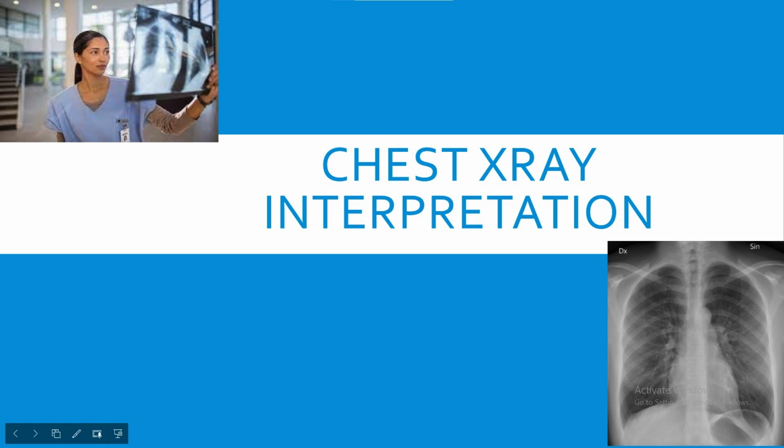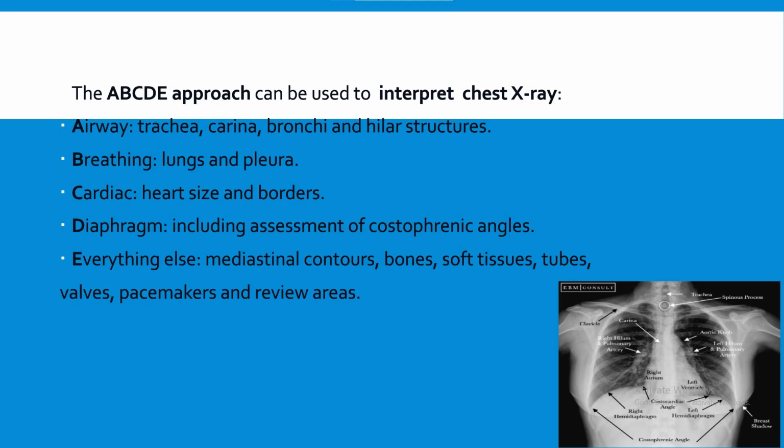Chest X-ray interpretation. The ABCDE approach can be used to interpret chest X-ray: airway, trachea, carina, bronchi, and hilar structures; breathing, lungs and pleura; cardiac, heart size and borders; diaphragm, including assessment of costophrenic angles; everything else, mediastinal contours, bones, soft tissues, tubes, valves, pacemakers, and review areas.